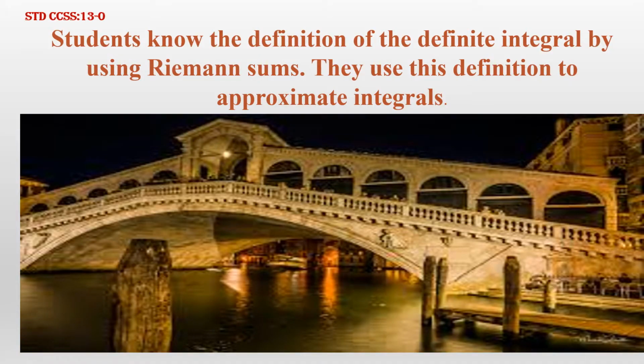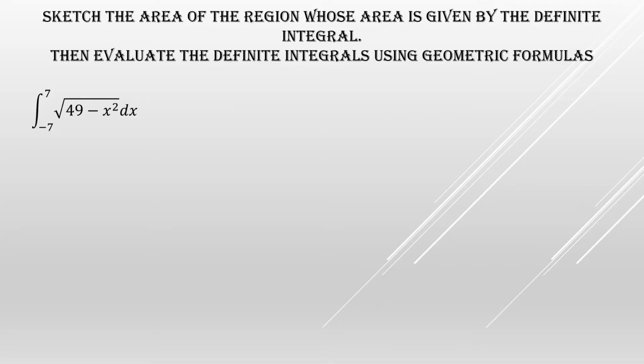Let's move to another example given in terms of the integral from -7 to 7 of the square root of 49 minus x squared. For me, it seems to be a circle or semicircle formula, because I know that y equals the square root of r squared minus x squared is the equation for the circle.